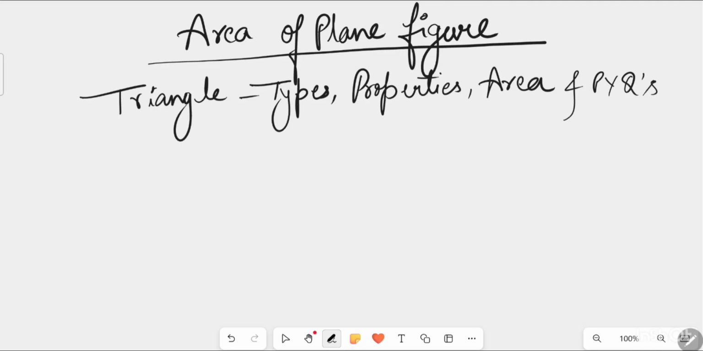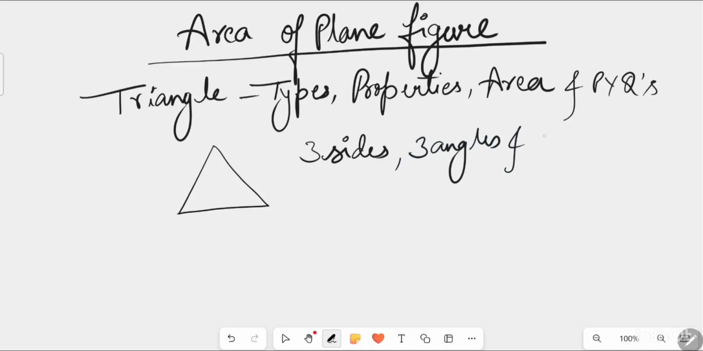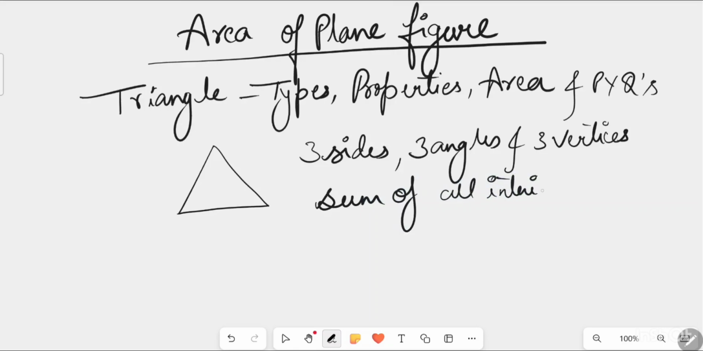Triangle. What is a triangle? A triangle is a closed figure formed by three line segments. It has three sides, three angles, and three vertices. The sum of all interior angles is 180 degrees.